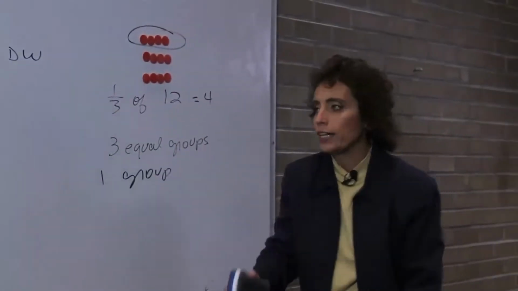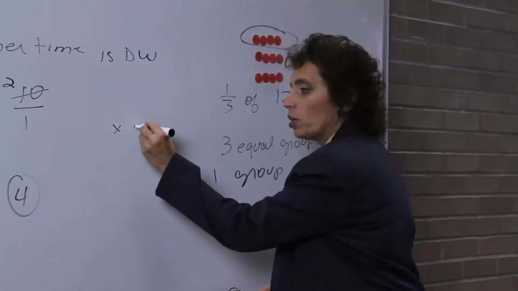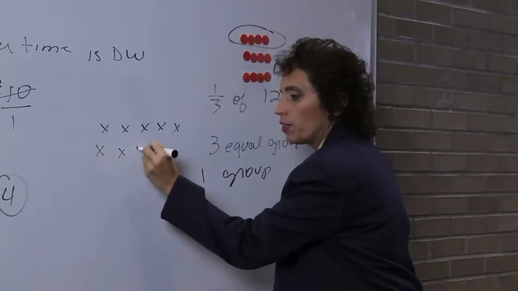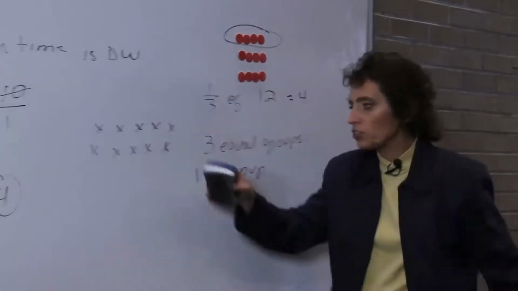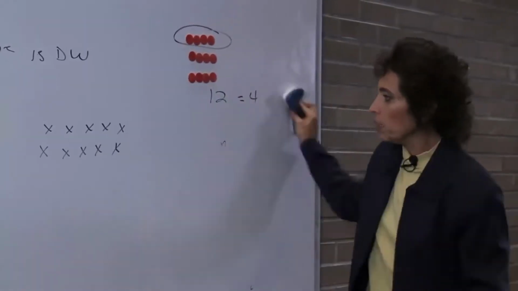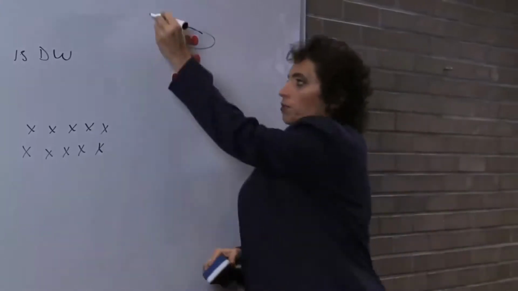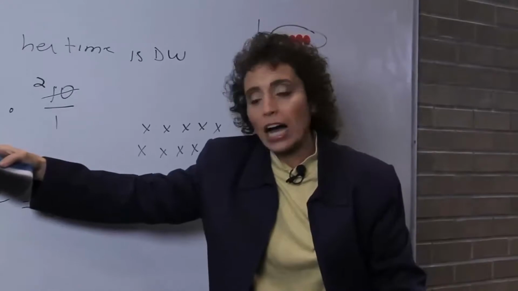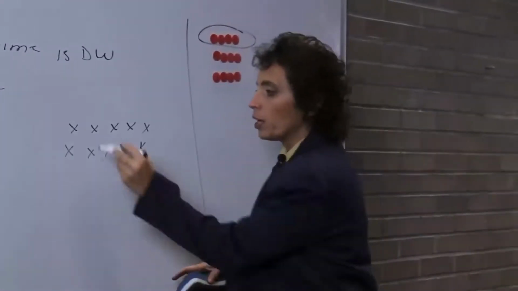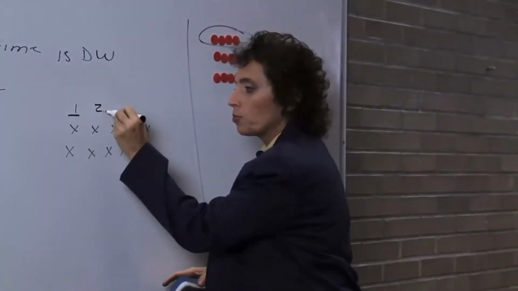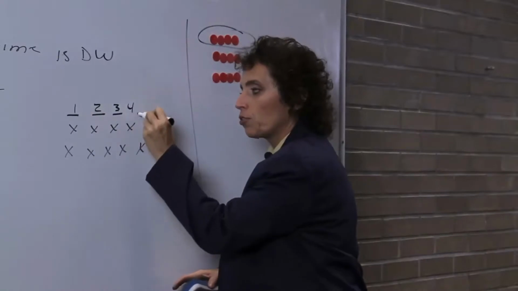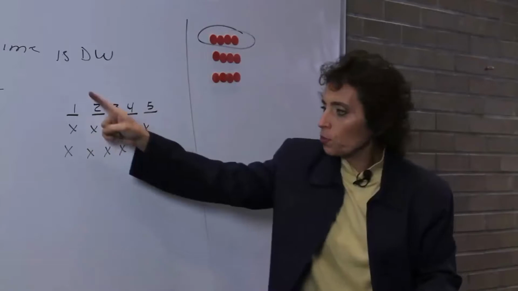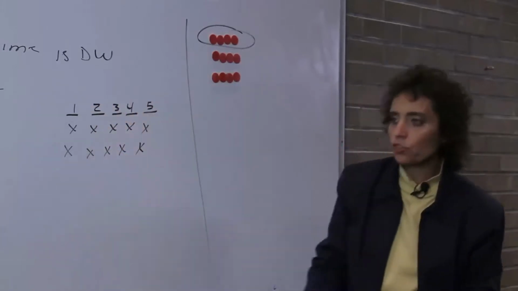Let's see why. If I have 10 things, 1, 2, 3, 4, 5, 6, 7, 8, 9, 10, that represents her 10 hours, let's say. I want 5 equal groups. Here's group 1, here's group 2, here's group 3, here's group 4, here's group 5. Here's 5 equal groups. This group has 2 in it, this group has 2 in it, and so on.